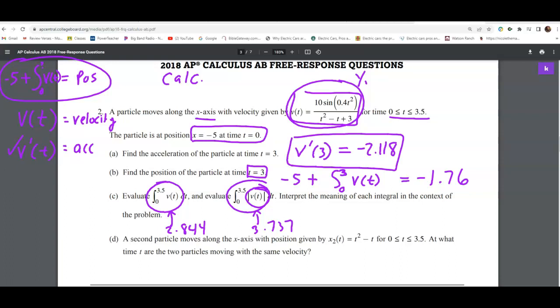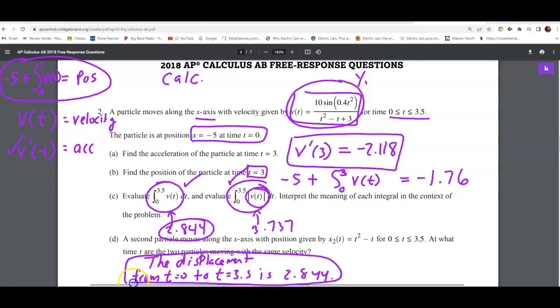But there it is. So now they want us to interpret that. Well, this is displacement, and this is distance. So what we would say is that the displacement from t equals 0 to t equals 3.5 is 2.844. Now, that's enough to get credit, and I think that's good enough.